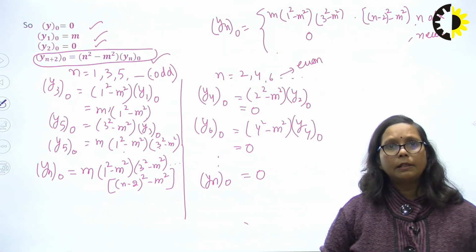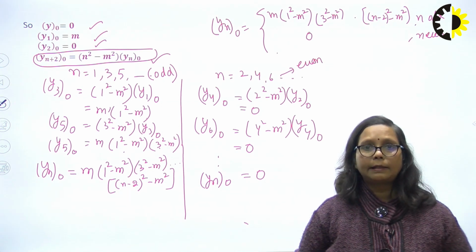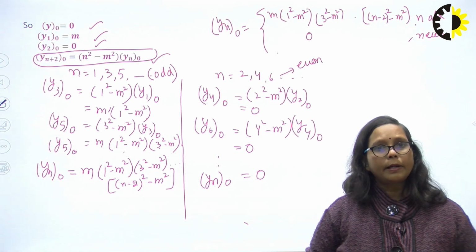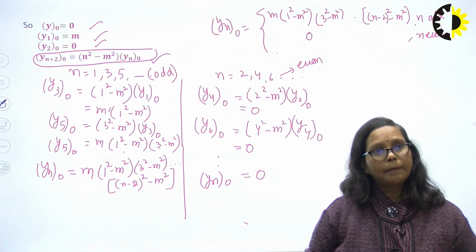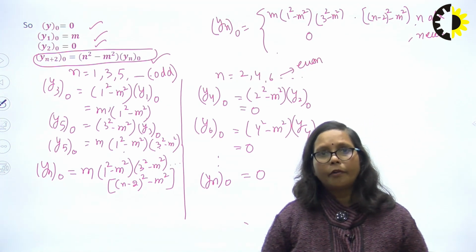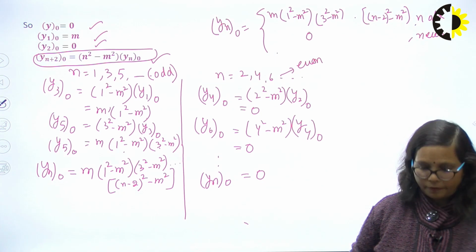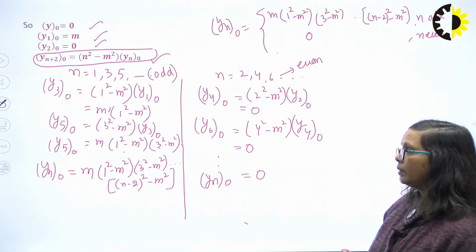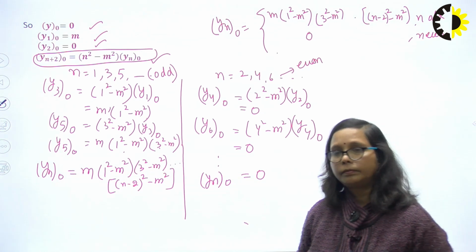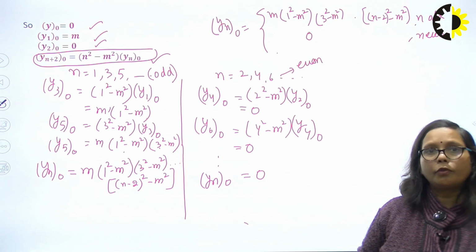And this is the process of how, using the Leibniz theorem, we get the value of the nth derivative at the point x equal to 0. So this is one important application of Leibniz theorem, and Leibniz theorem itself is very important to find out the nth derivative for the product of two functions of x.